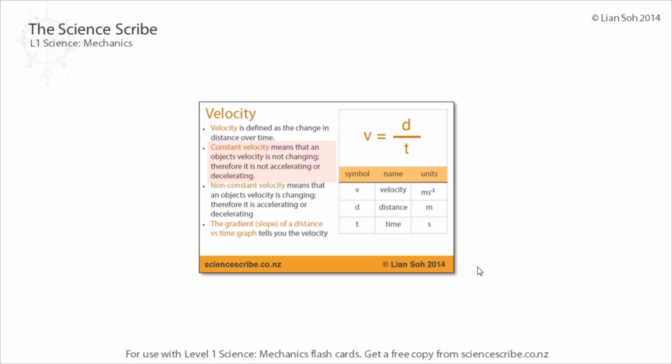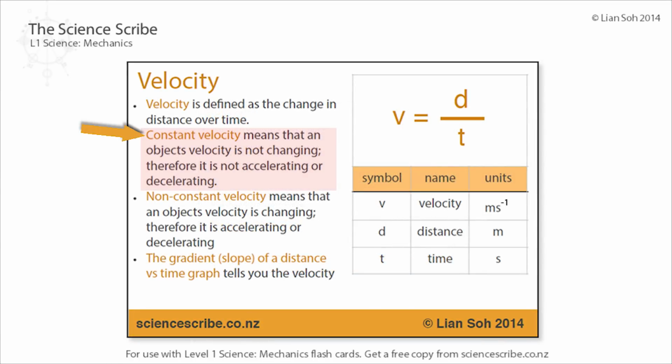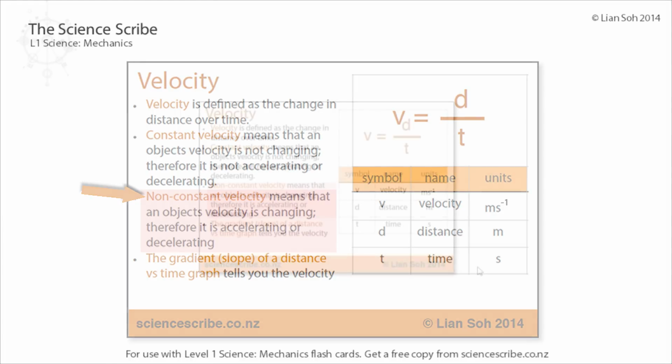Now let's say something is moving at constant velocity. That means its velocity isn't changing. It's constant. And if the velocity isn't changing, that means it's not accelerating and it's not decelerating, it's not getting faster, it's not getting any slower. On the other hand, if I have non-constant velocity, that means the object's velocity is changing, which means it is getting faster or it is getting slower, which means that there is an acceleration or a deceleration.